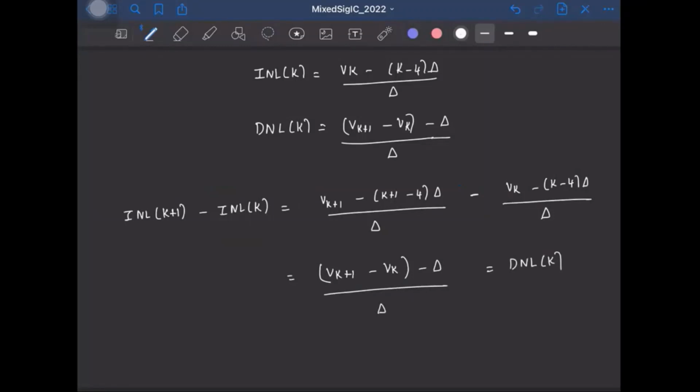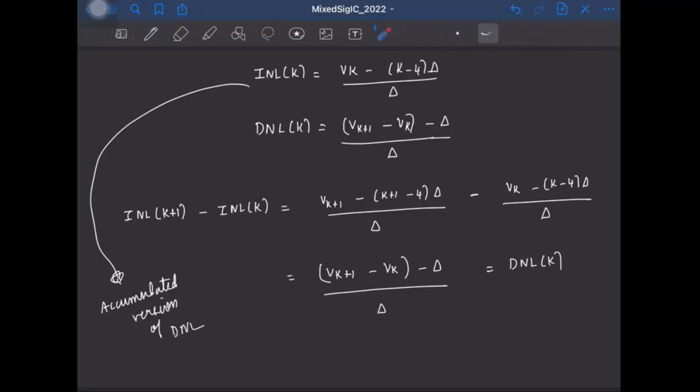So the other way to think is that INL is an accumulated version of the DNL, because here we notice that DNL is the first difference of the INL. So the other way also holds good, that is, INL is an accumulated version of the DNL. And that is why these are given these names. One is differential nonlinearity and the other is integral nonlinearity.